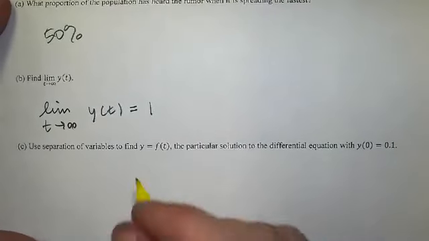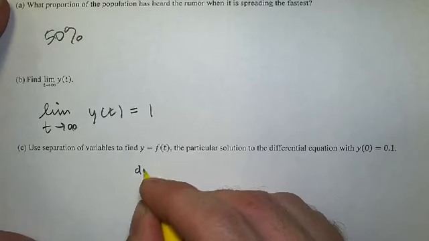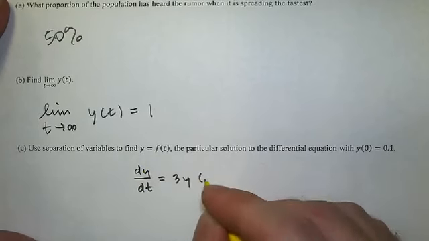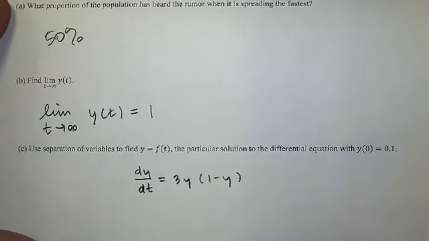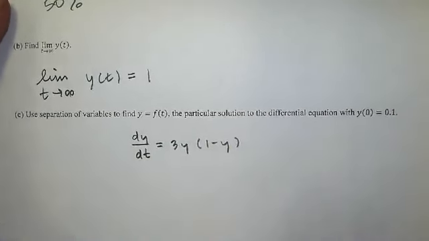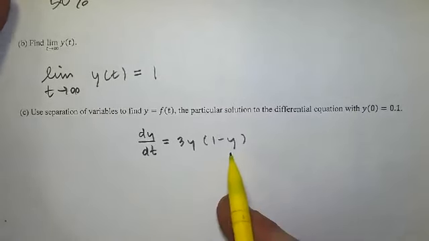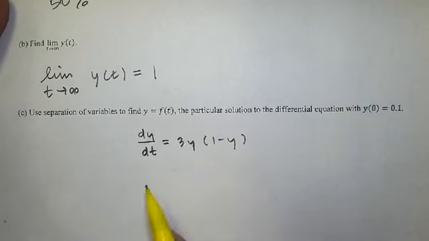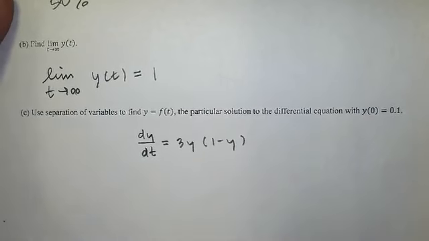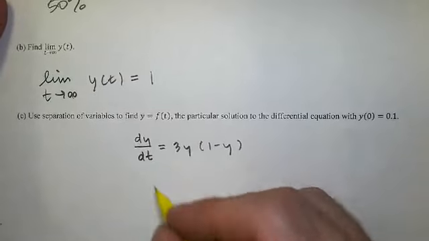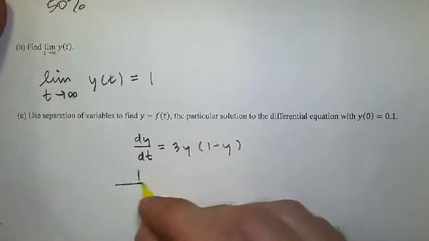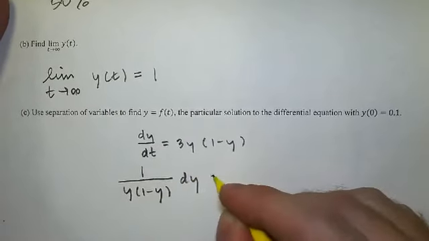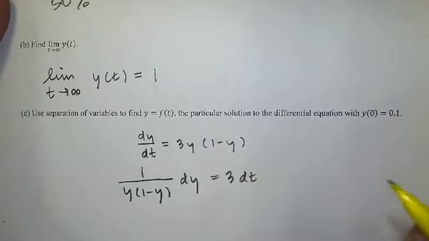I'm not scared. I'm just going to copy the differential equation. dy dt is 3y times 1 minus y. And I'm going to leave the 3 on the right side and divide by the y and the 1 minus y. Okay? And you might be tempted to try to distribute that and then divide over, but we don't want to deal with second degree in a denominator for an integral situation. It's not what we want. So I'm going to have 1 over y times 1 minus y dy equals 3 dt.